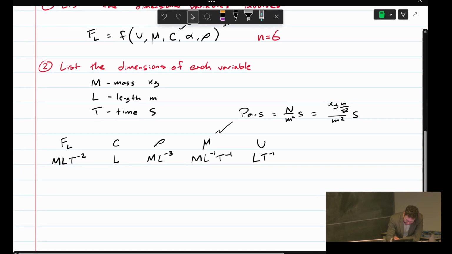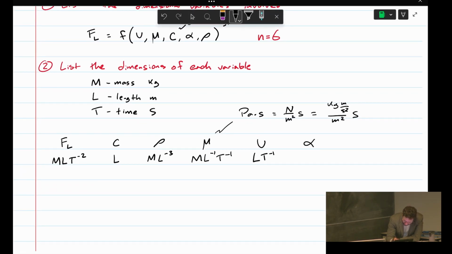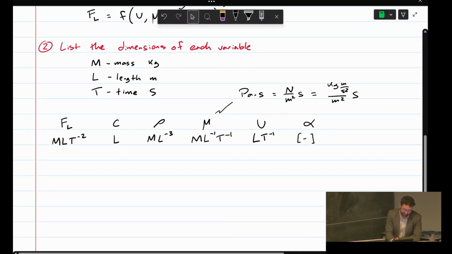So angle of attack has units of degrees or radians. It actually turns out that that's unitless. So angles technically aren't a unit. You can think of a degree as an amount of a full circle. It's more of a ratio or percentage. It's an amount. So the angle of attack is unitless.